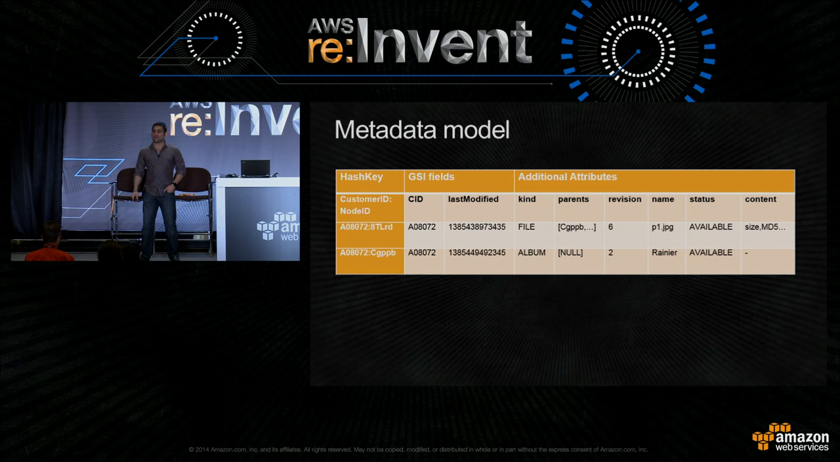Then you have the additional attributes, which correspond to the obvious metadata you expect to see for uploads to Cloud Drive. You have the kind, the type of the node. You have a list of parents. Parents are essentially upward pointers to the collections containing that node.